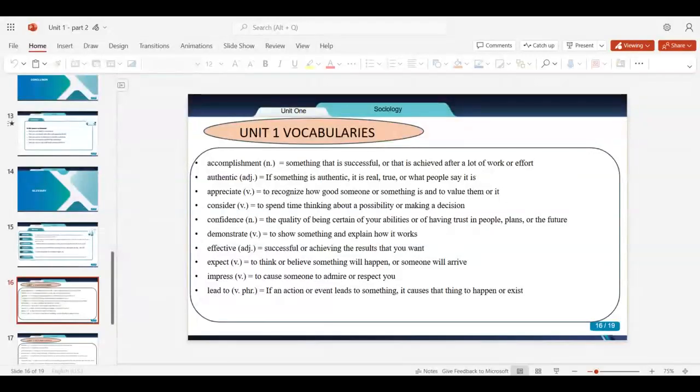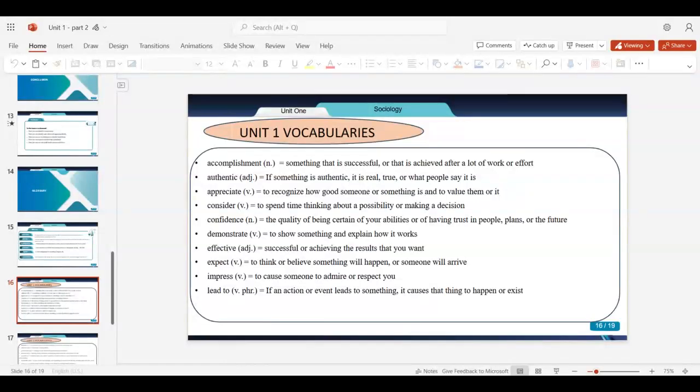Appreciate is a verb. What is the meaning of appreciate? To recognize how good someone or something is and to value them. When we value someone, we say, I appreciate your effort. So appreciate means when we value something, when we recognize how good someone or something is.